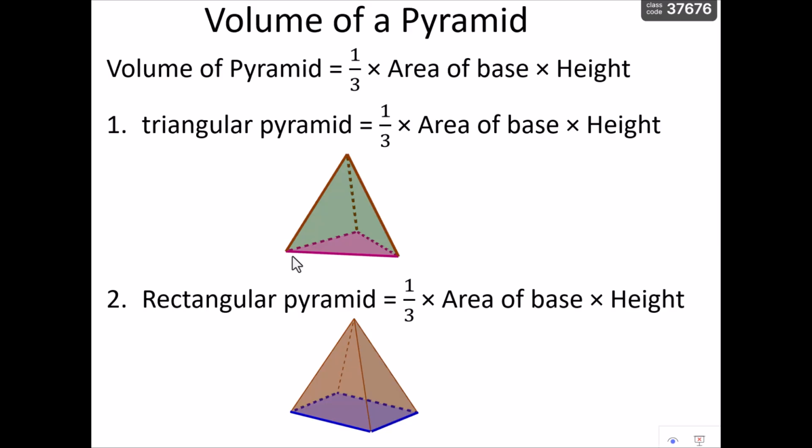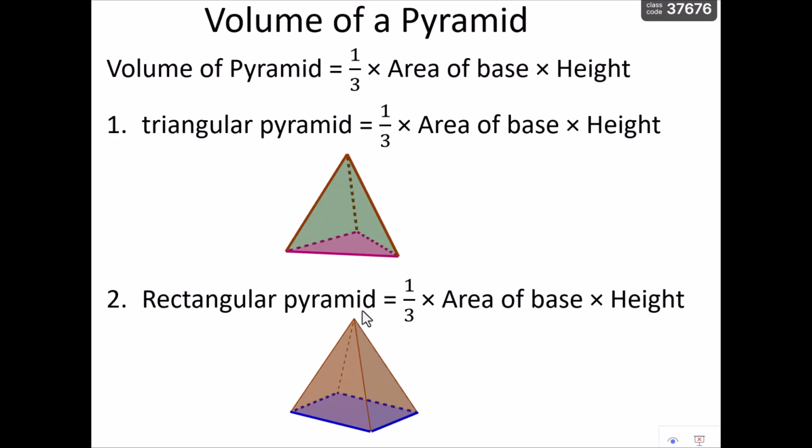So this base, for example, this triangular pyramid, the base is a triangle. Just make sure you multiply 1 over 3, then the area of the triangle, then multiply by the height. The same thing with this. This shape is a rectangle. Make sure you multiply the area of this rectangle by 1 over 3, then by the height.